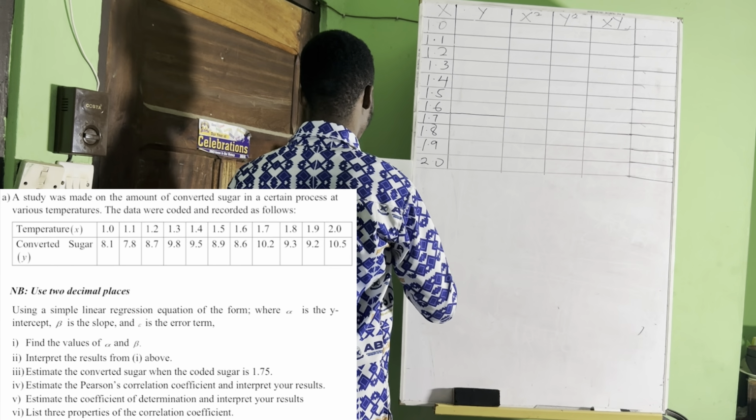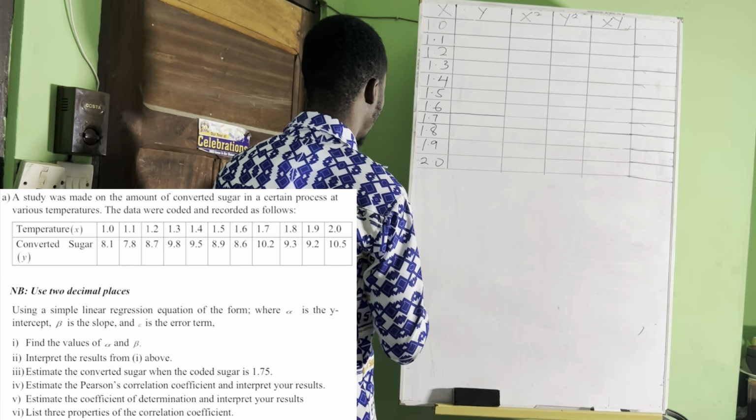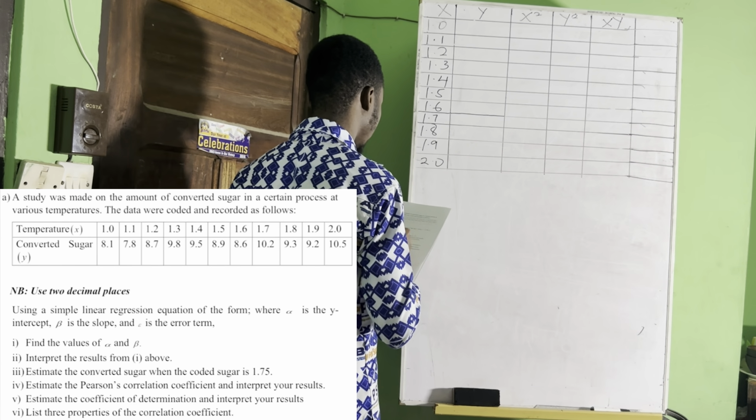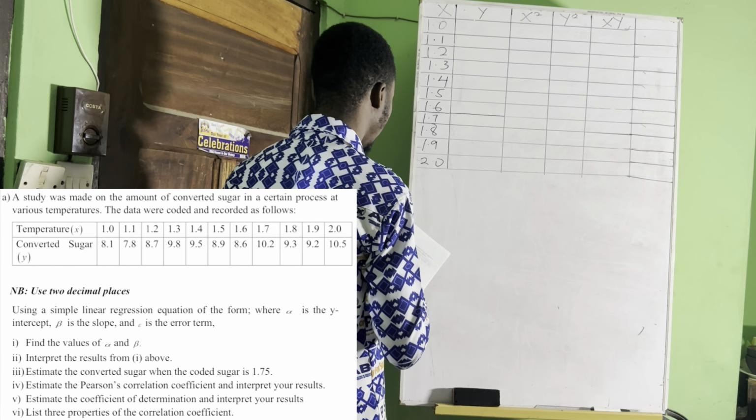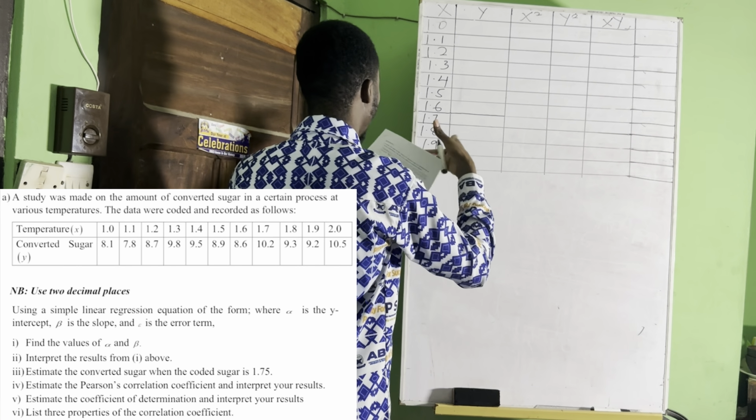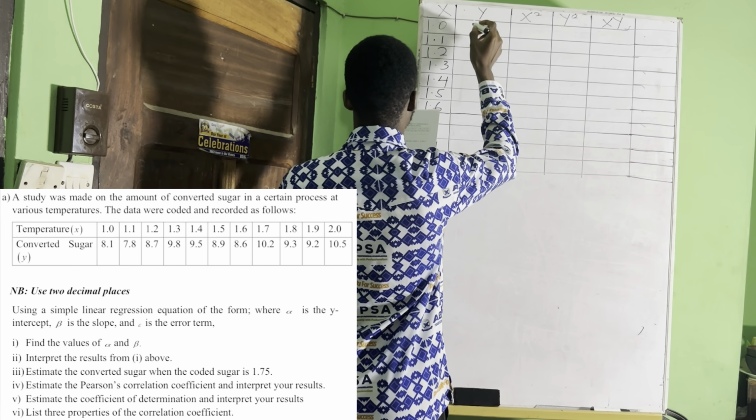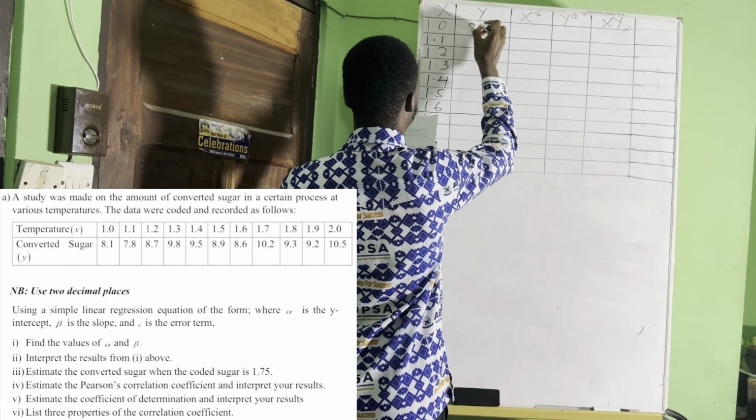So these are for our x values, which is that of temperature. Now let's go to the next one, which is y. That's our converted sugar. So they've given us all the values, so we just rewrite it. You get it. So the first one is 8.1.